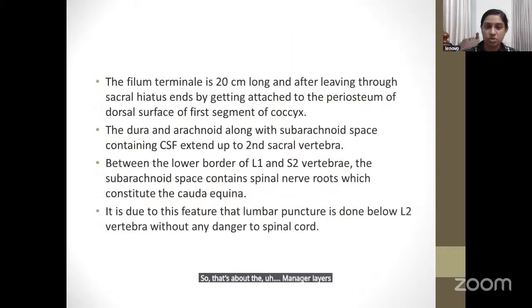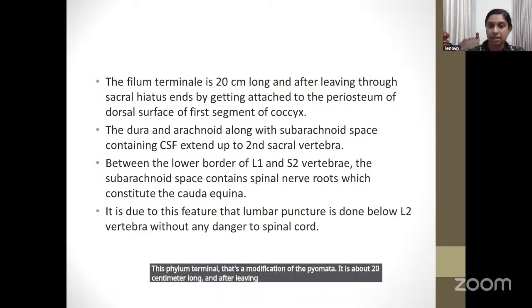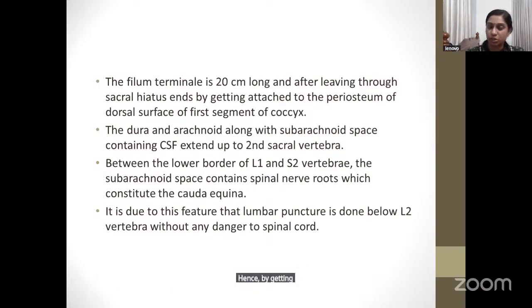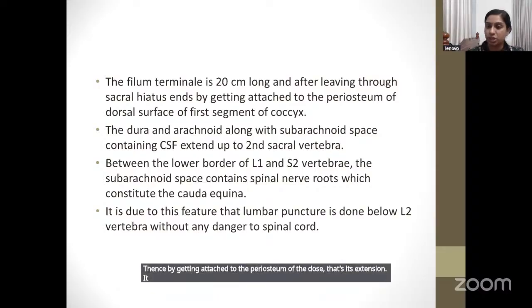Okay. So the filum terminale is a modification of the pia mater. It is about 20 centimeters long, and after leaving through the sacral hiatus, it ends by getting attached to the periosteum of the dorsal surface of the first segment of the coccyx. Okay, the coccyx is the last terminal vertebra. There are 4 coccygeal bones.